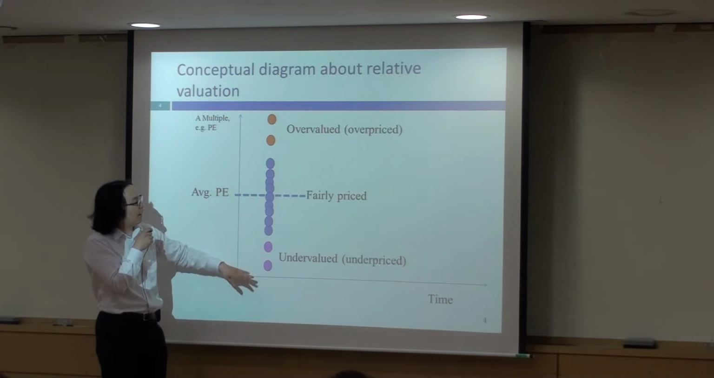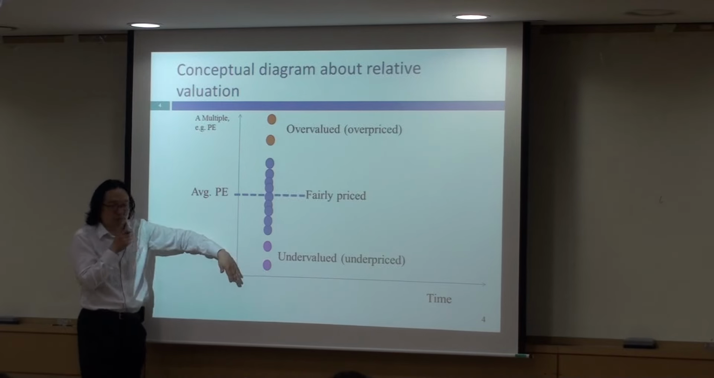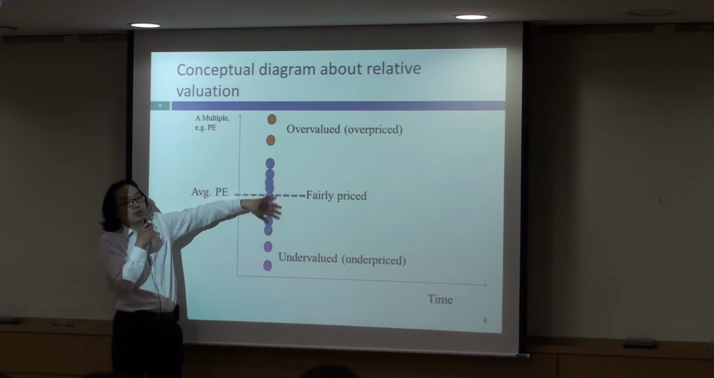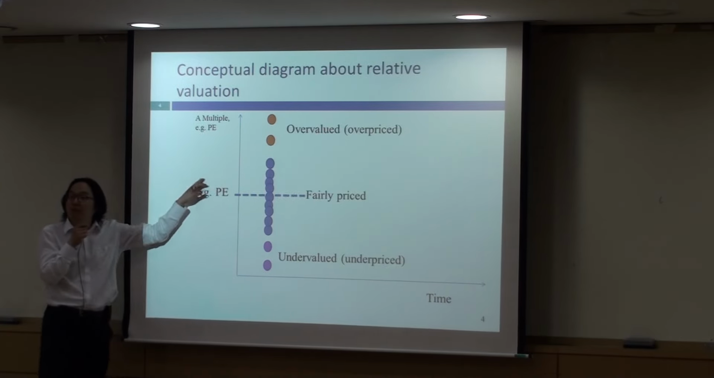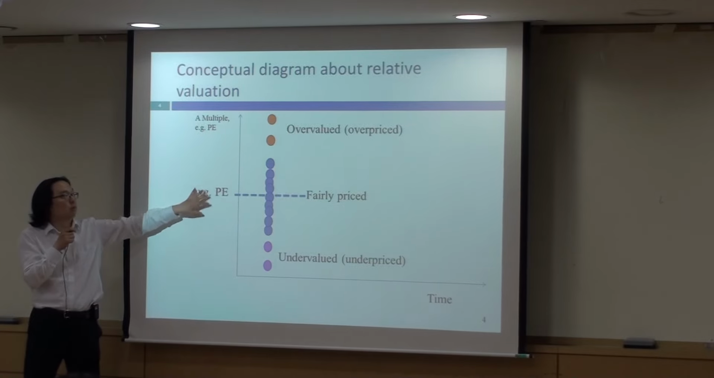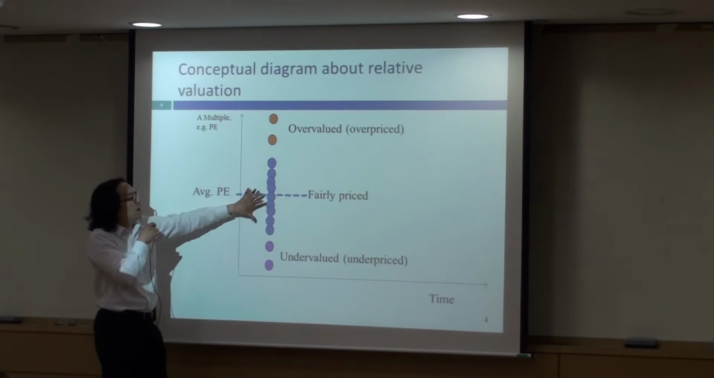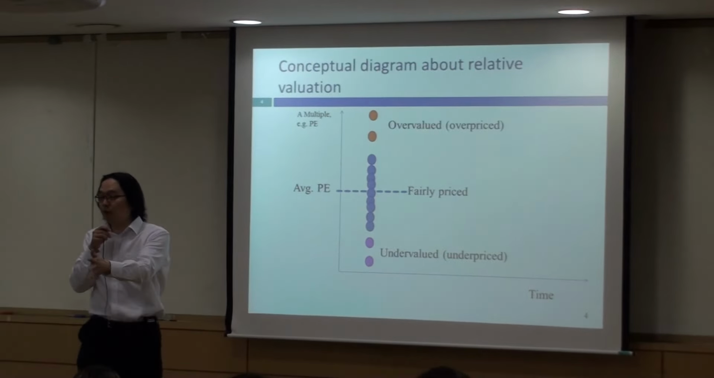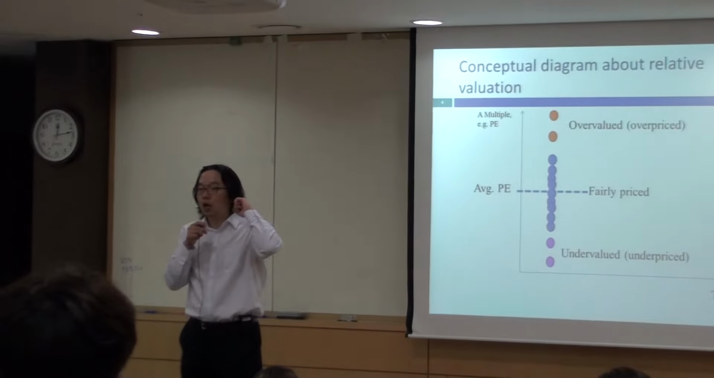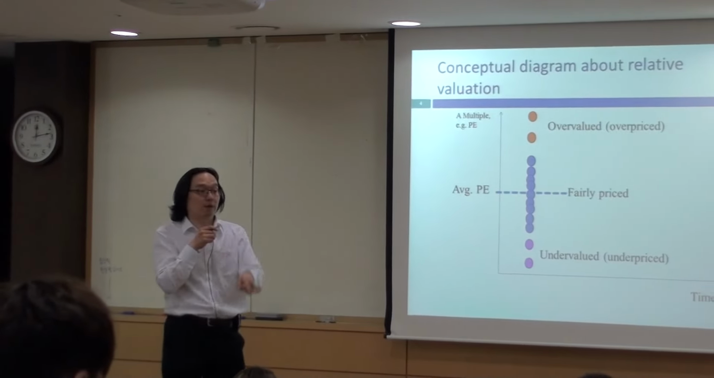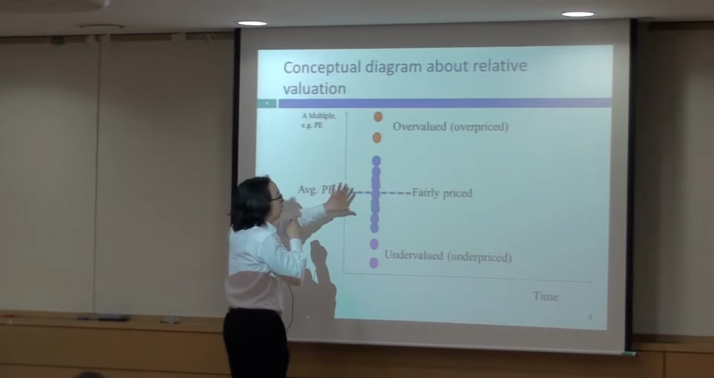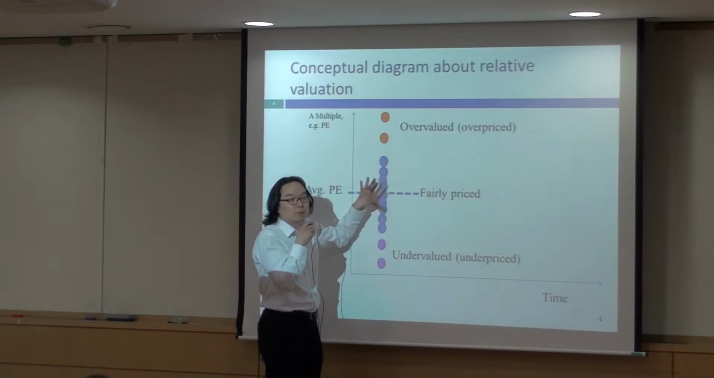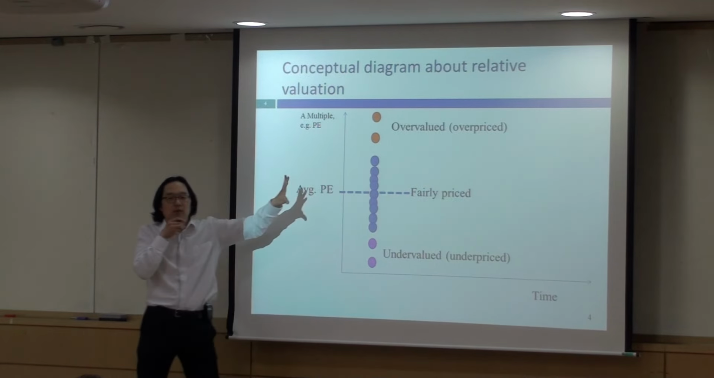Some companies will have a high PE ratio, some companies will have a low PE ratio, but on average, they will be clustered around this average, or I should have said median. I will talk to you about why median, but they will be clustered around here. And our critical assumption in relative valuation is that the market is efficient on average. So if you look at the average or median PE ratio, this should be a fairly priced or efficient level of PE ratio. That's what we argue.